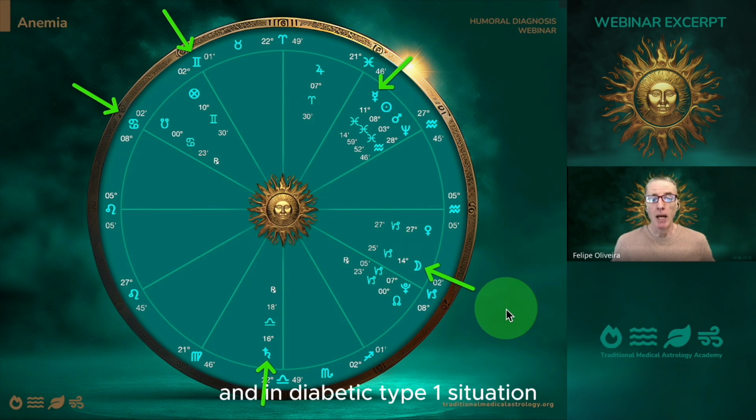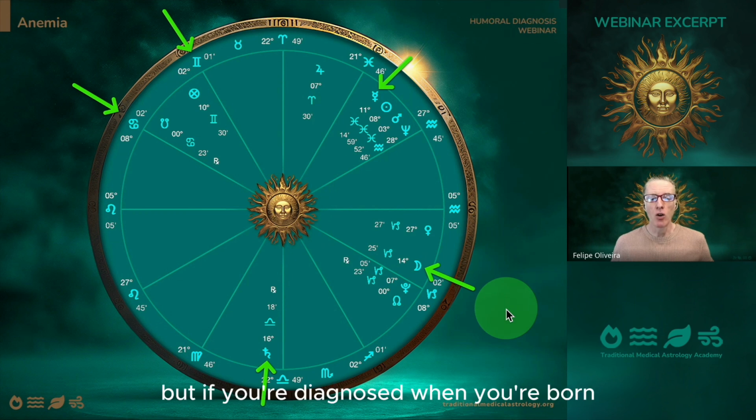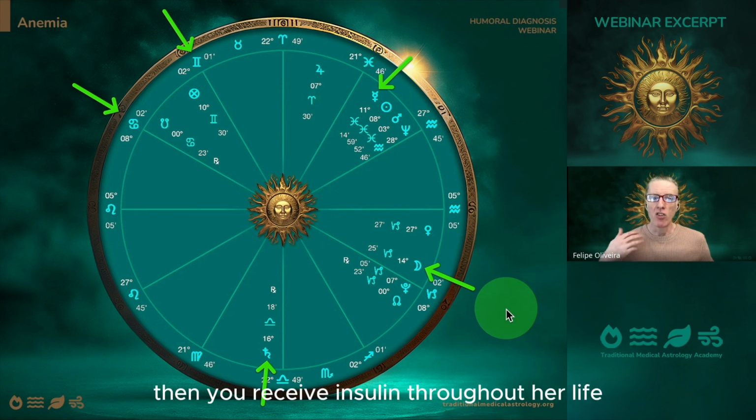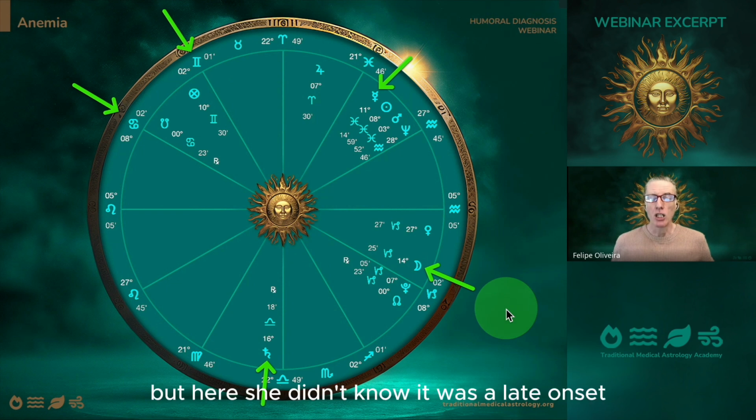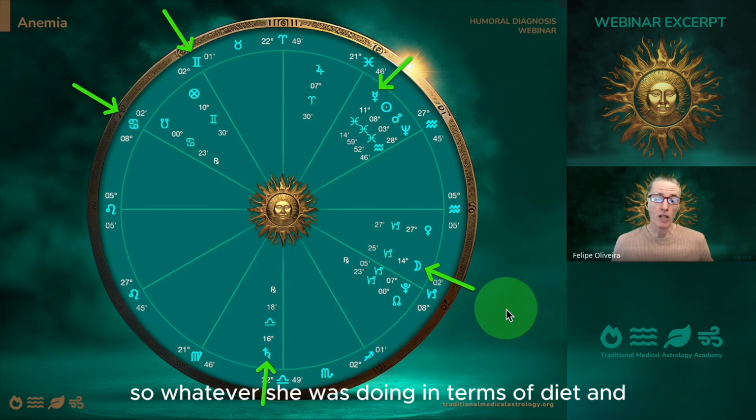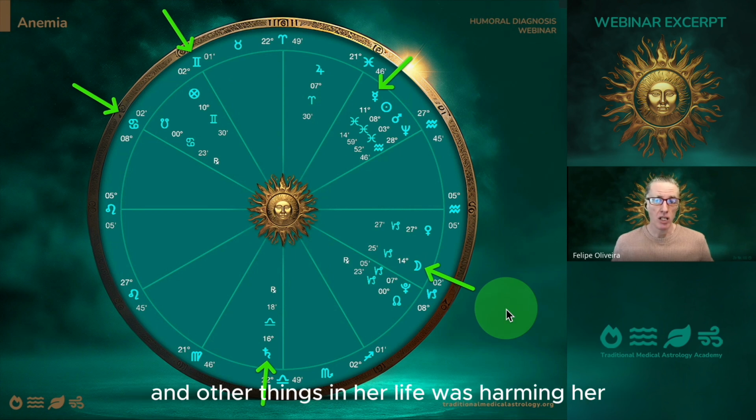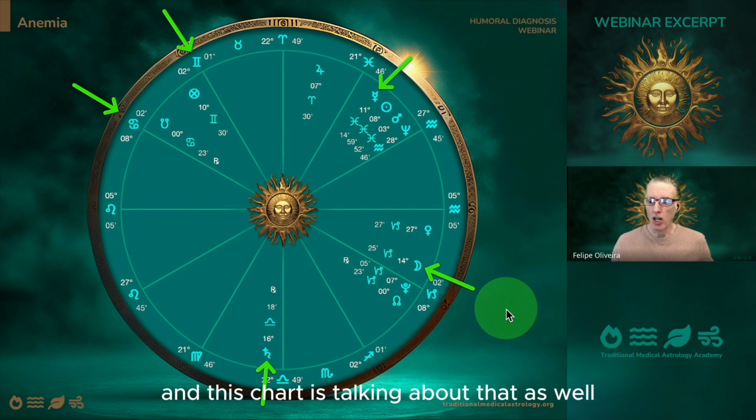And in a diabetic type 1 situation, this is very congruent because this is a late onset diagnosis. You're born with diabetes type 1, right? But if you're diagnosed when you're born, then you receive insulin throughout your life, and that's your treatment. But here, she didn't know. It was a late onset. So whatever she was doing in terms of diet and other things in her life was harming her. And this chart is talking about that as well.